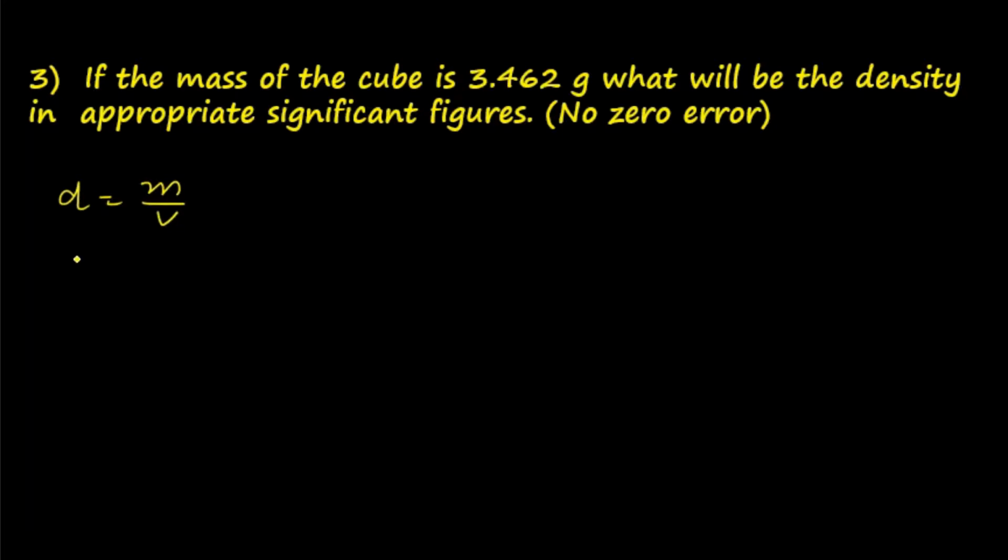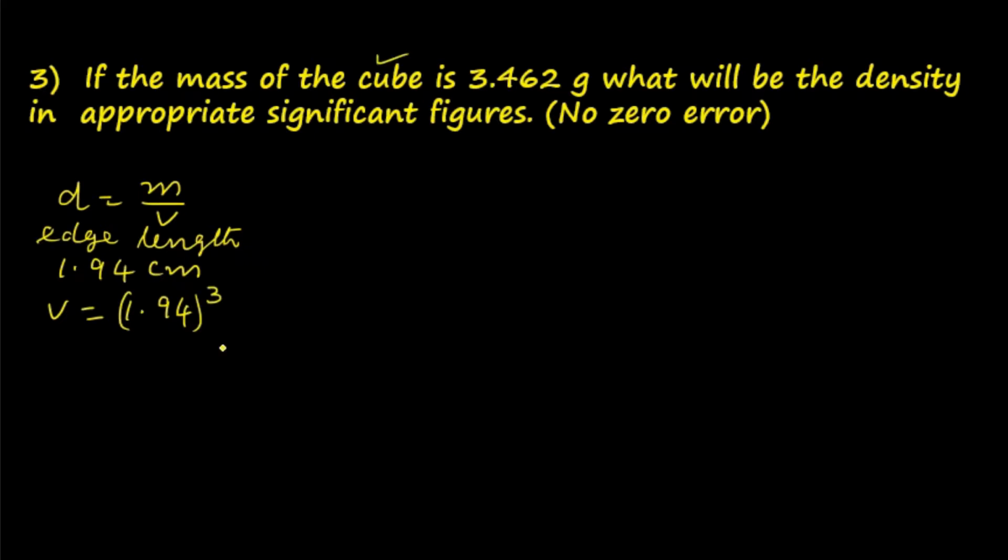For calculating volume of the cube, we have the edge length of the cube, which we found as equal to 1.94 centimeter. This is edge length. So volume is equal to 1.94 raised to 3, because it is a cube and all sides are equal, length into breadth into height. And this comes to 7.30184 centimeter cube. So that is the volume. You have now the mass given here. We have calculated the volume.